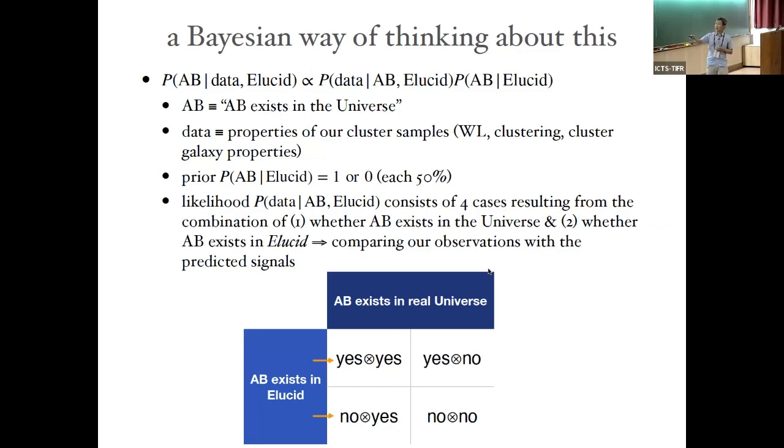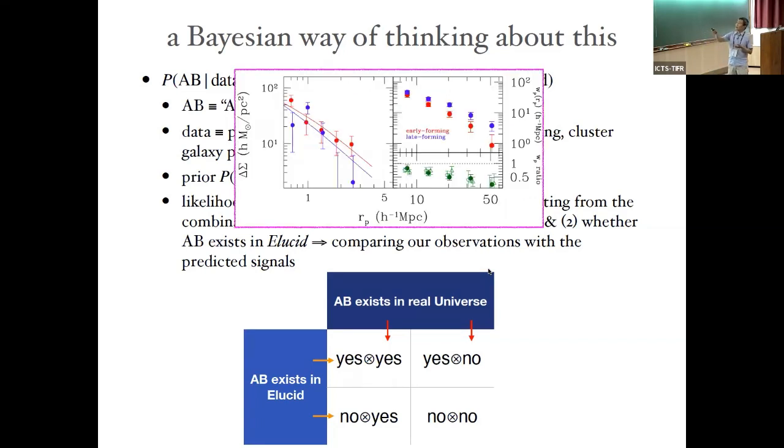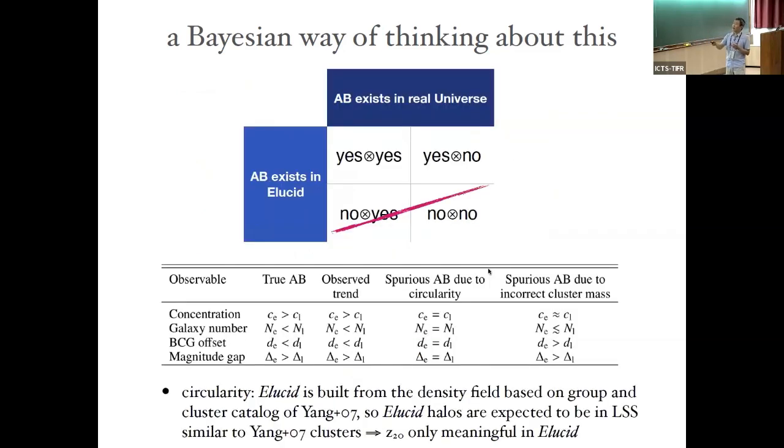So in this table, the first entries indicate that assembly bias exists in eLOCIT, and the second entries indicate that assembly bias exists in the real universe. Since we did see assembly bias in eLOCIT, as shown by the open triangles, we can rule out 2 of the 4 cases. So the main issue now is to see whether our data also requires assembly bias to be present in the real universe. To do so, let's look at this table.